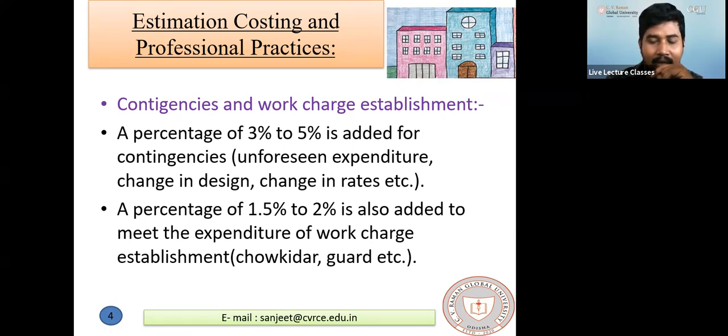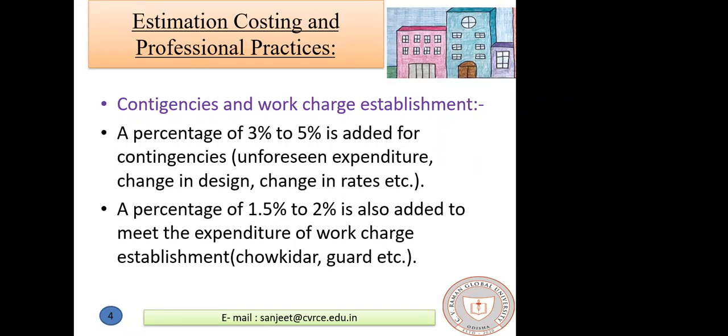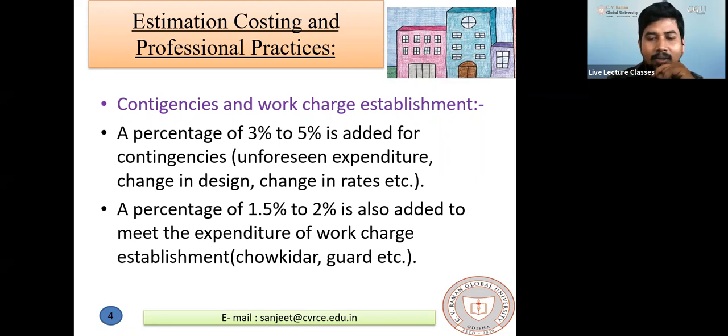So the service of that chowkidar or guard is from the starting of the construction work to the end of it. After 5 years, the work is done, so then his service is over. Then Utkal Heights will keep that chowkidar and guard at another site where new construction is started. But for that site, they are charging that 1/2 to 2% extra for that chowkidar or guard.